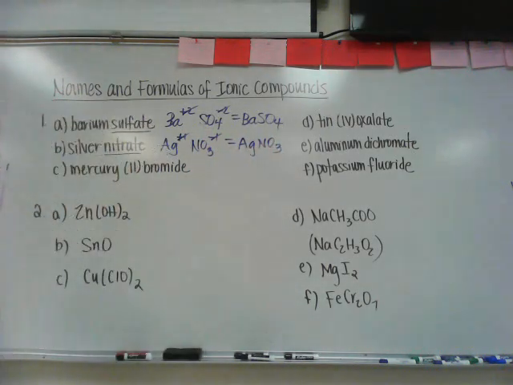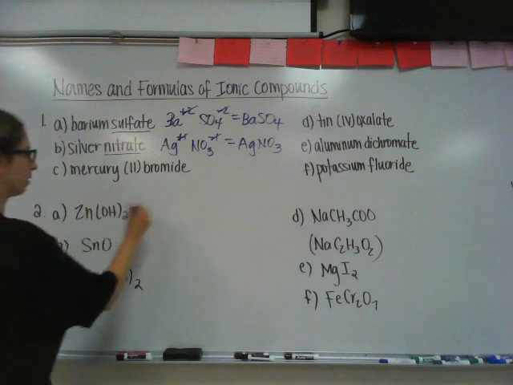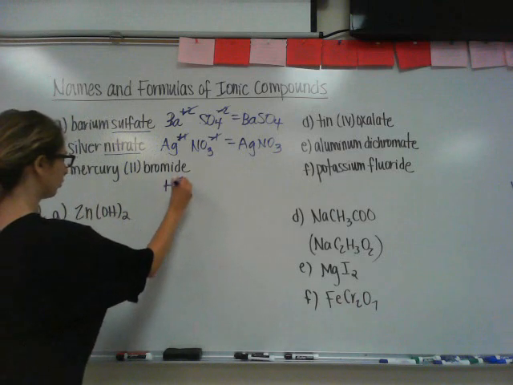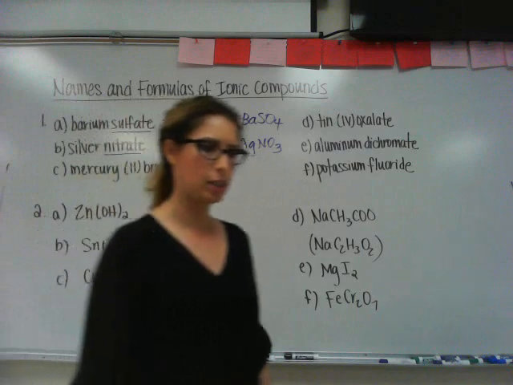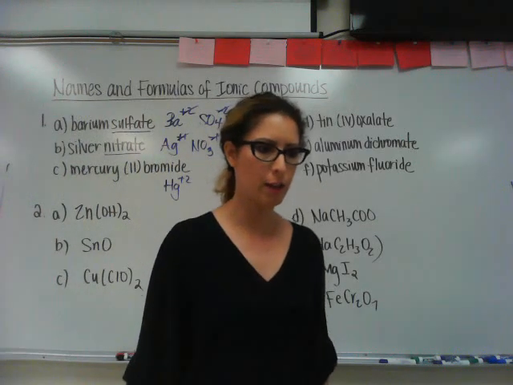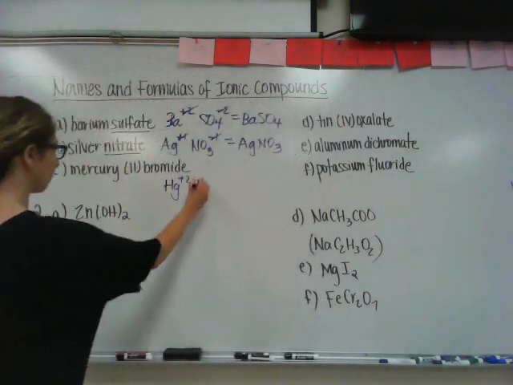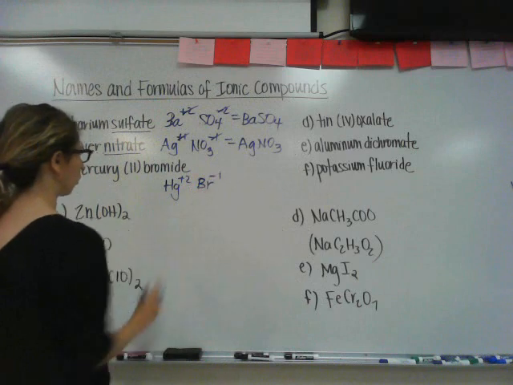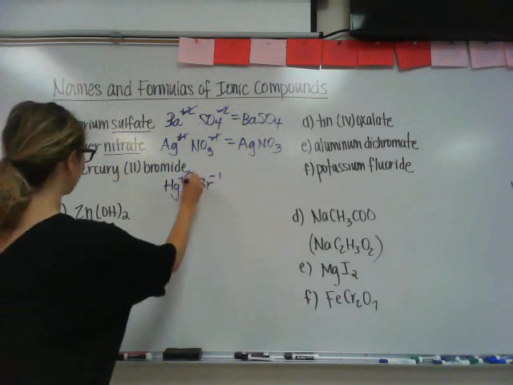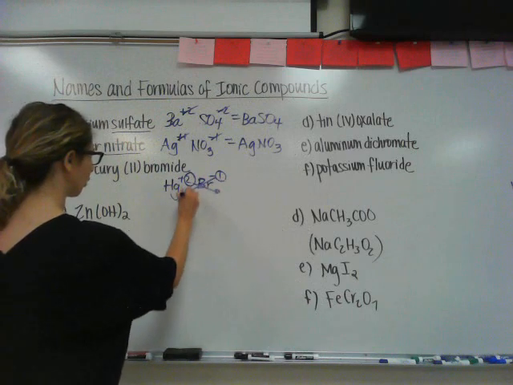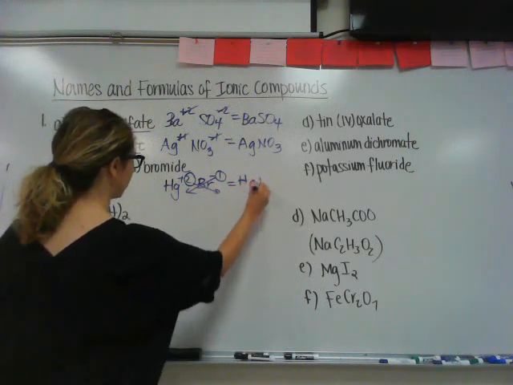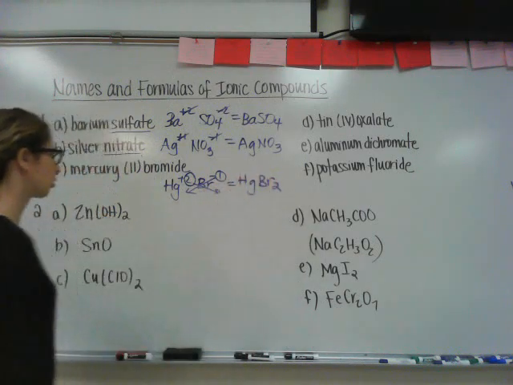AgNO3. Mercury 2 bromide. So mercury 2 would be Hg +2, and then bromide is going to be Br with a -1 charge. You take the numbers and the charges and you cross them, and you get HgBr2.